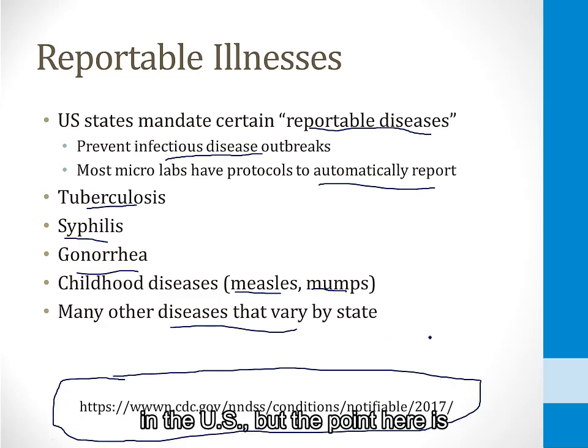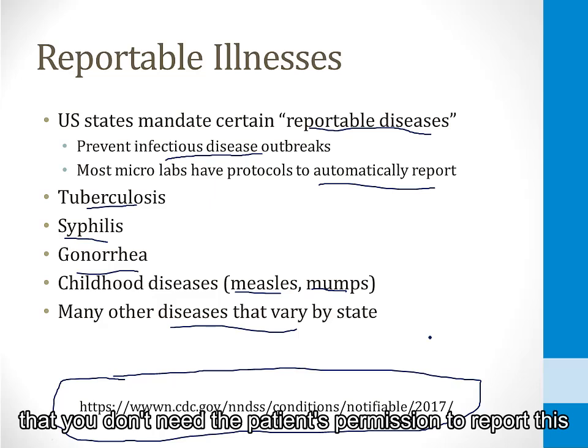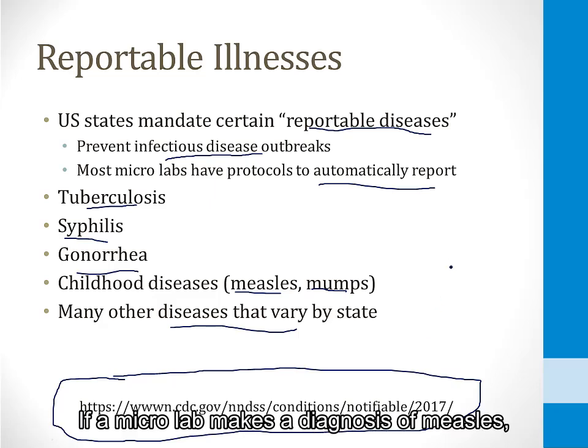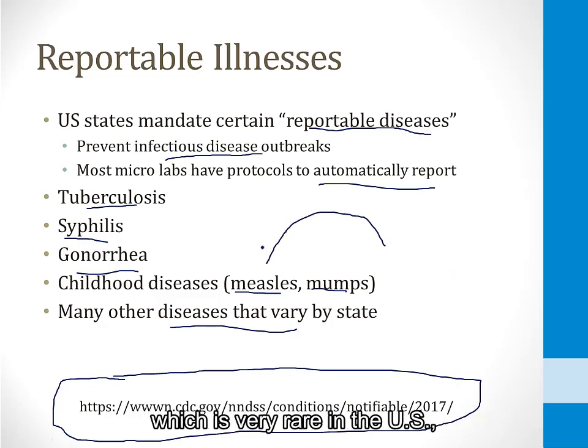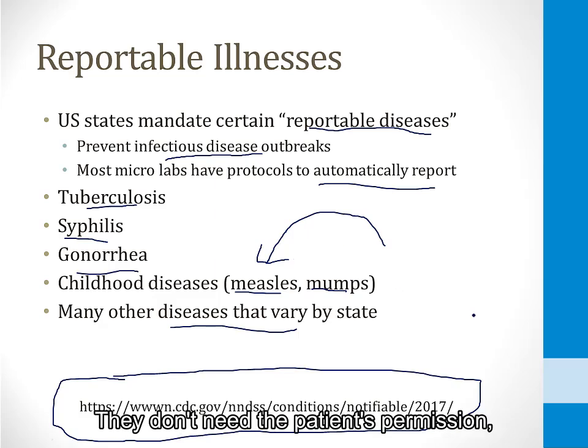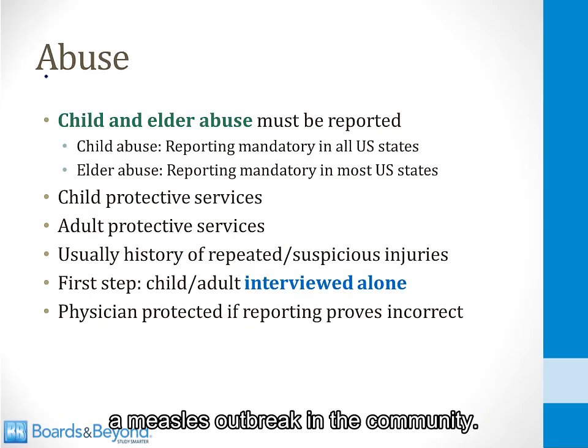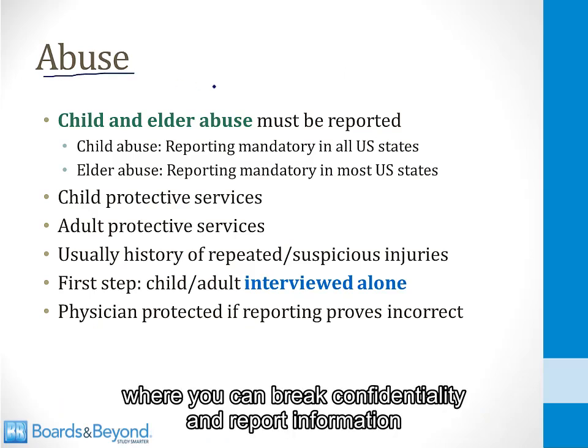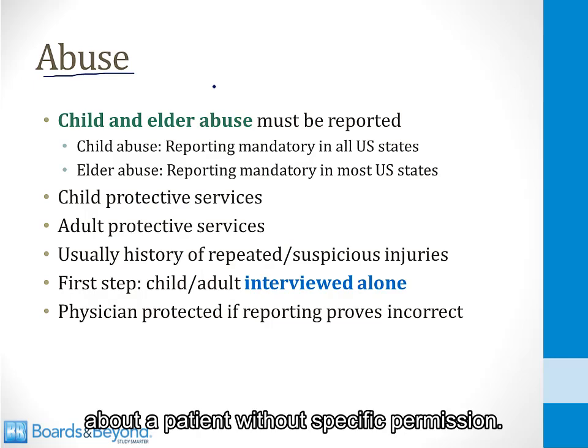But the point here is that you don't need the patient's permission to report this to the state government. If a microlab makes a diagnosis of measles, which is very rare in the U.S., they automatically report that. They don't need the patient's permission, and this is done so that the state can prevent a measles outbreak in the community. Abuse is another circumstance where you can break confidentiality and report information about a patient without specific permission.